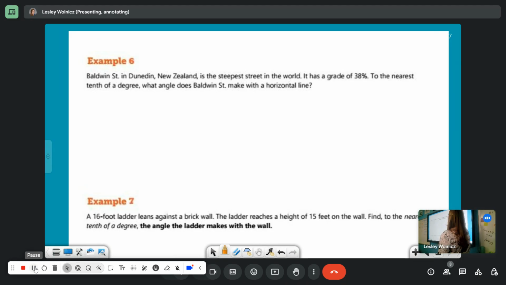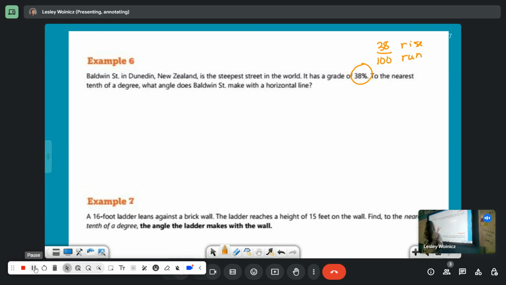Okay, Baldwin Street in Dunedin, New Zealand is the steepest street in the world. It has a grade of 38%. To the nearest tenth of a degree, what angle does Baldwin Street make with a horizontal line? Okay, does this remind you of our 7% problem? Yes. Okay, so how do I turn 38% into a fraction? Good.